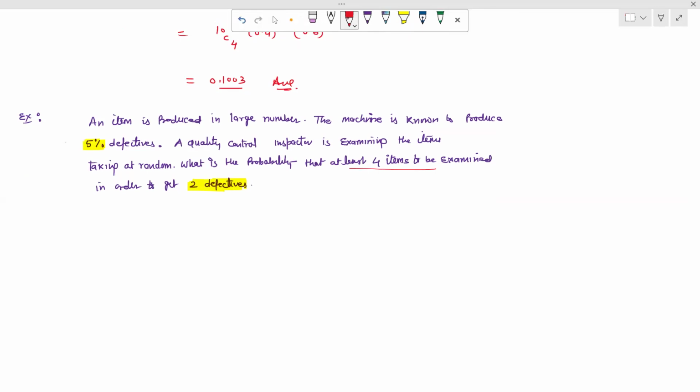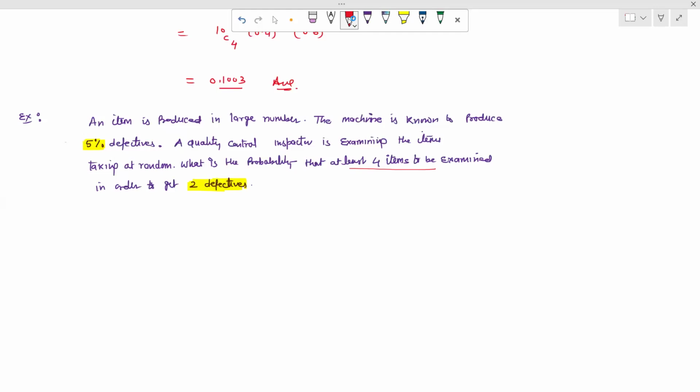So कम से कम 4 आइटम हम एग्जामिन करें जिसमें हमें 2 डिफेक्टिव्स मिले. So that means our success is fixed. We require 2 defectives, but trials are not fixed. एटलीस्ट 4 में कम से कम 4, उसके बाद 5 6 जो भी हो सकते हैं.